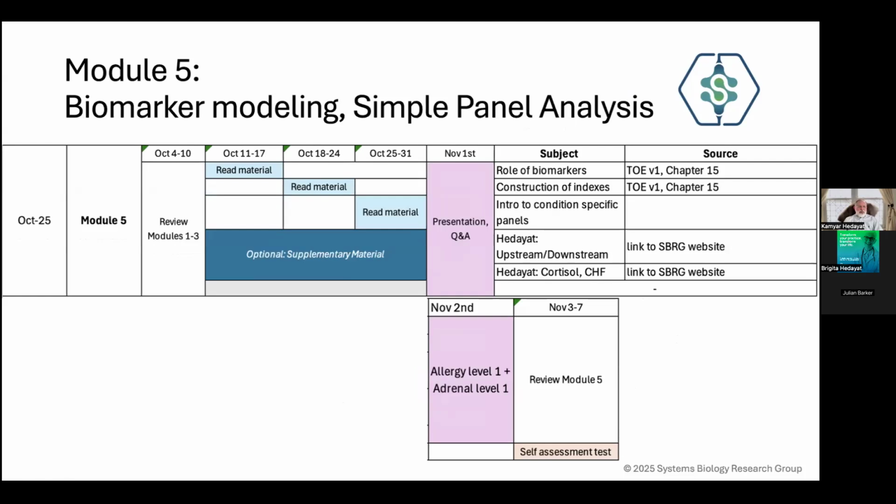In the 5th module, we'll talk about biomarker modeling in detail, and we'll start to do simple panel analysis.